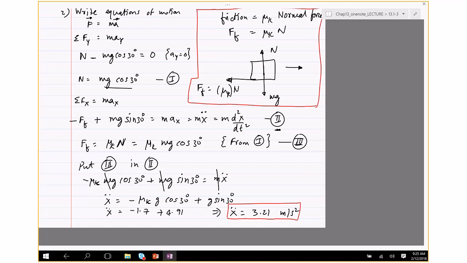Equation of motion would have x double dot. We're not asked to find velocity or position, but if we were asked, then you can go from here, either integrate or use the constant acceleration formula. Okay, is that clear? So that's how we go about solving problems.